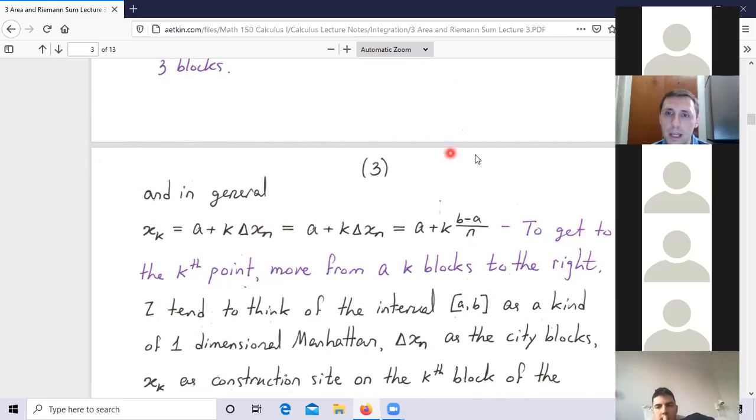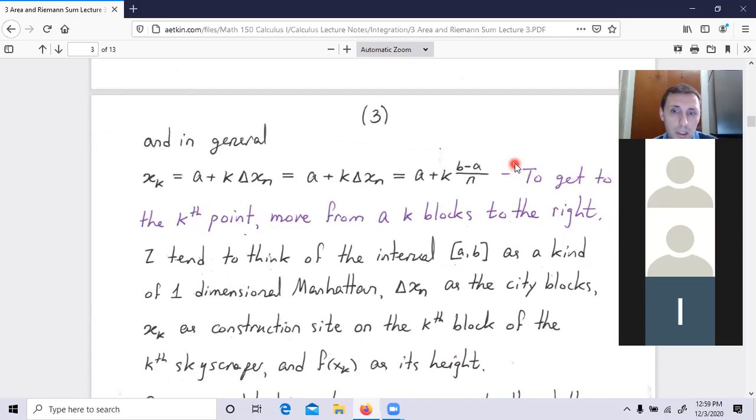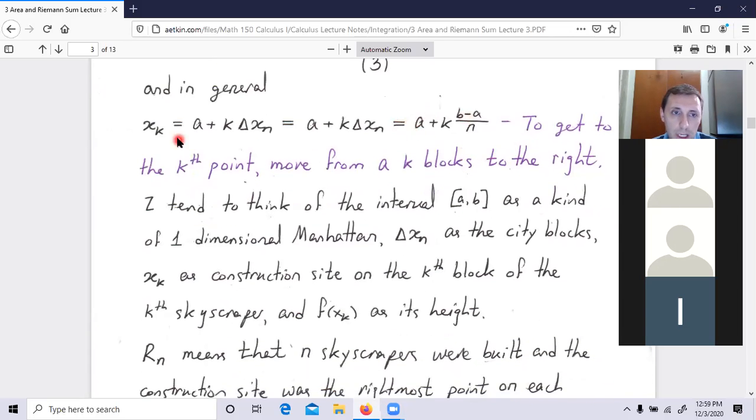You see, I say things that are very obvious, I think, and then I have like a forever pause. I do not know if you understand it or what. We need to understand it fast. So in general, the kth point, the way to give directions to go to it, is a plus k times (b minus a) divided by n.